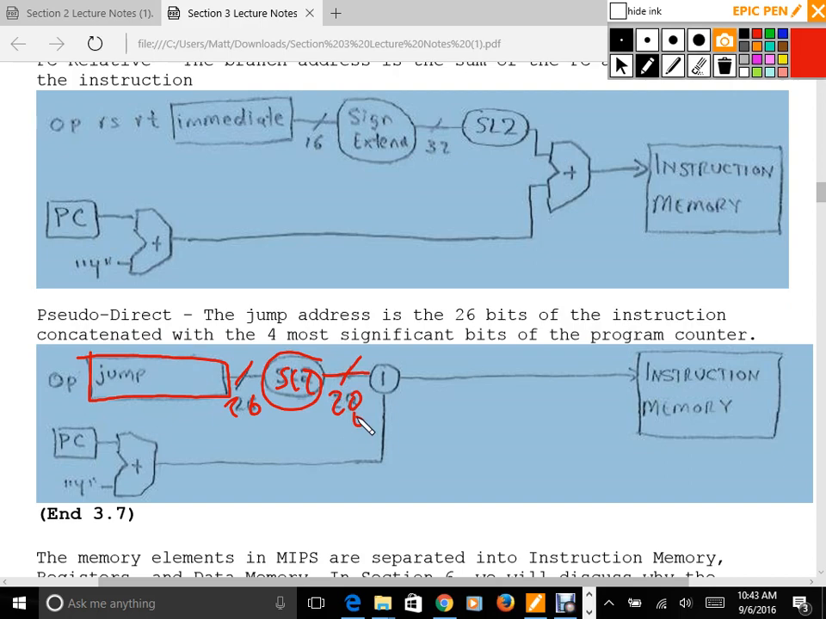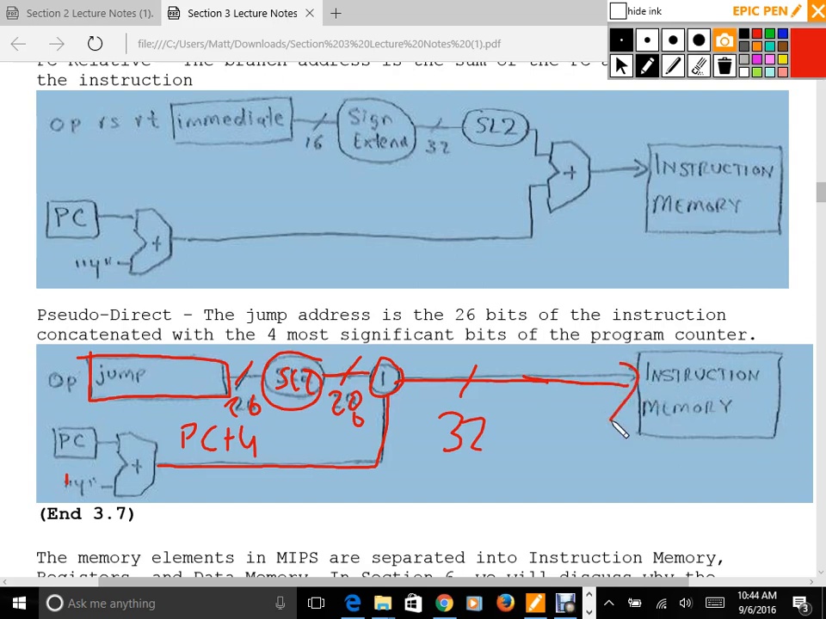So we take the PC plus 4 here. If you look in your data path sections of the textbook, you'll see PC plus 4. You have this come in, you concatenate it. The 4 most significant bits of this new program counter become the 4 most significant bits of your pseudo-direct instruction. So now this is 32 bits out here, and that goes to your instruction memory because that's the next instruction you're going to use.